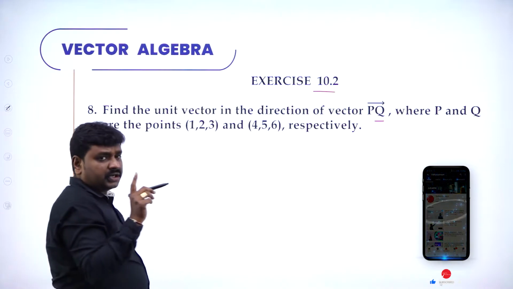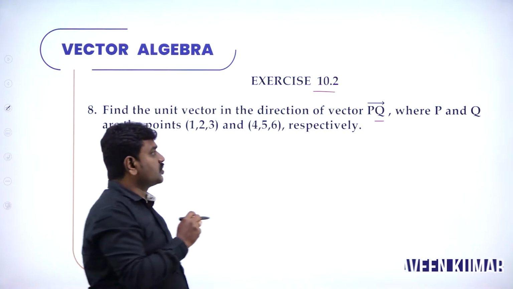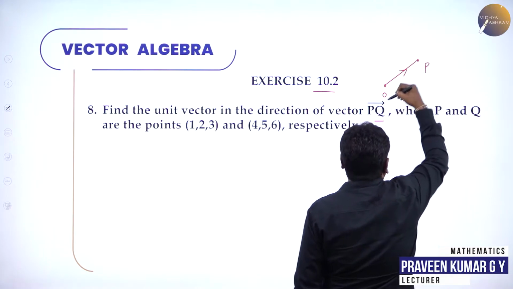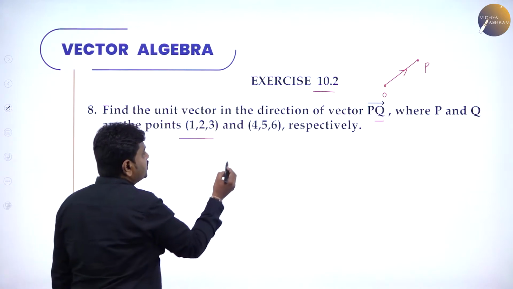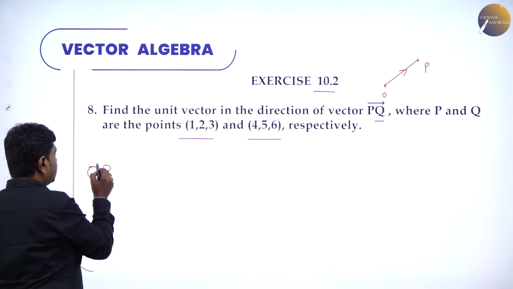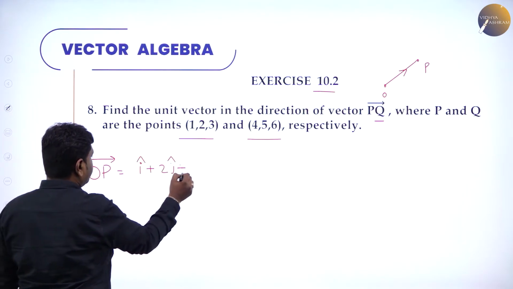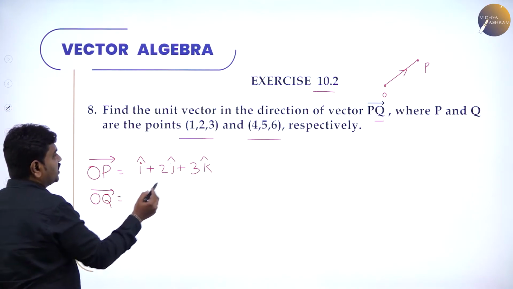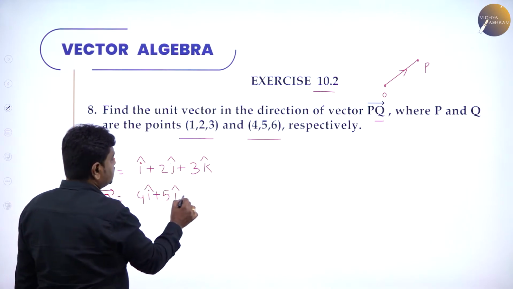See, whenever they give a point, for the point if you put ijk, it is called a position vector. So all of you know, the vector drawn from origin to the given point, OP, is called the position vector of P. So P is given, P is (1, 2, 3), Q is given (4, 5, 6). First write position vectors. OP means position vector of P, that is i cap plus 2j cap plus 3k cap. Then write OQ. OQ means position vector of Q. Simple. Put ijk for the point, that is 4i cap plus 5j cap plus 6k cap.